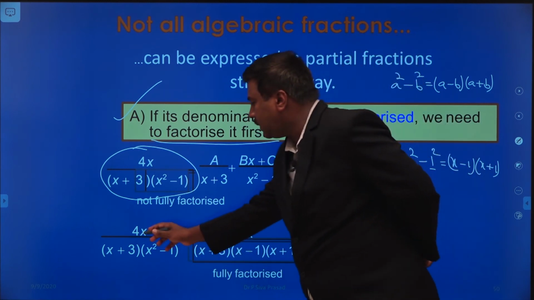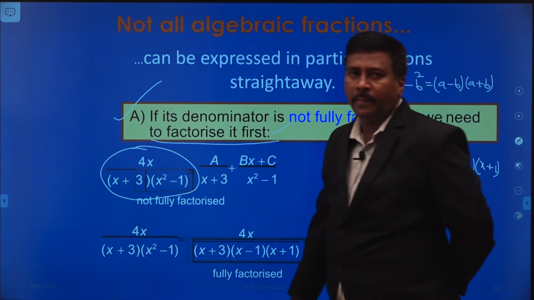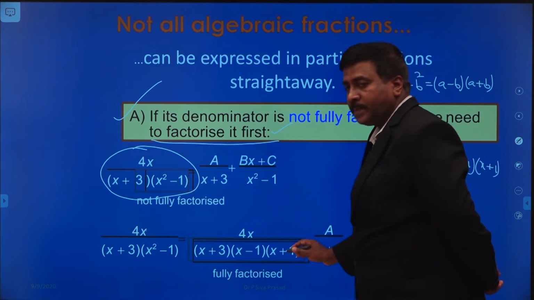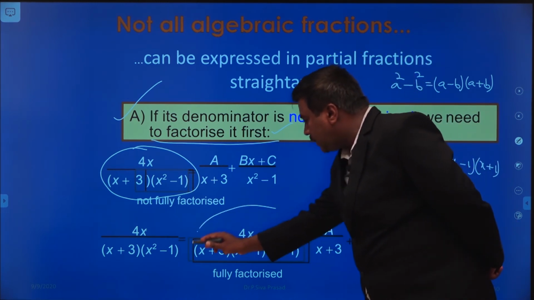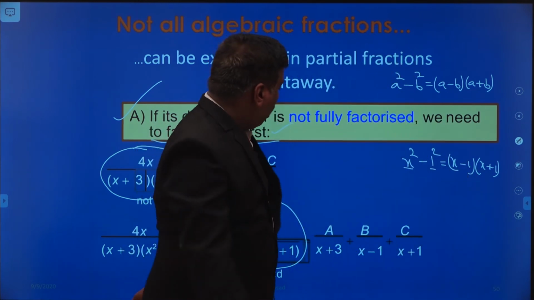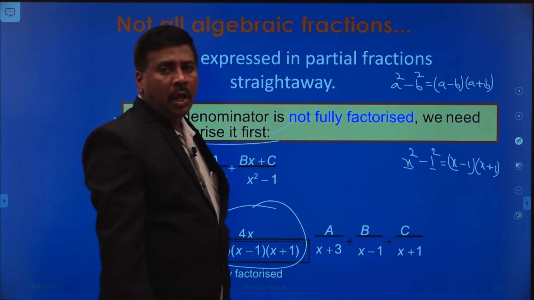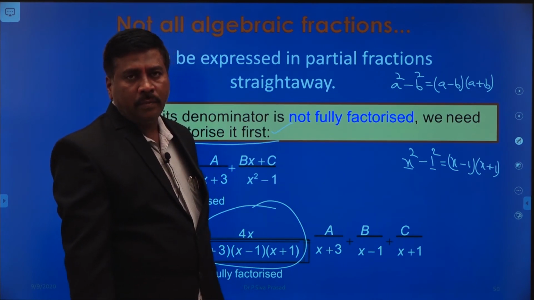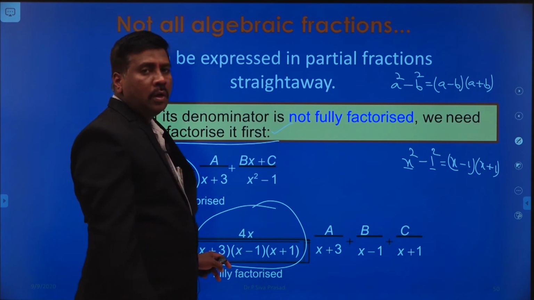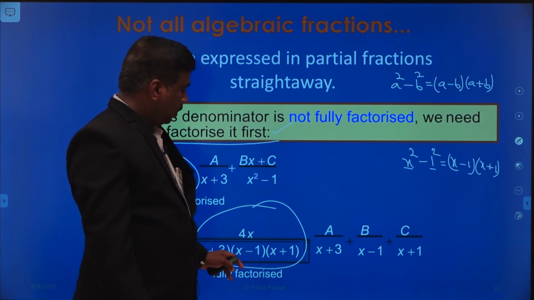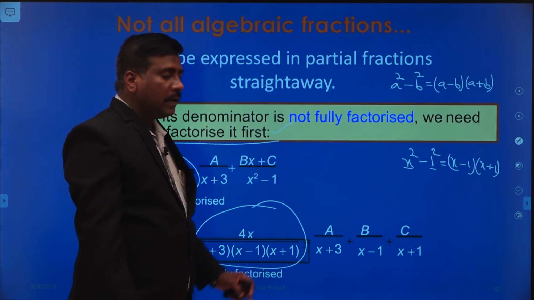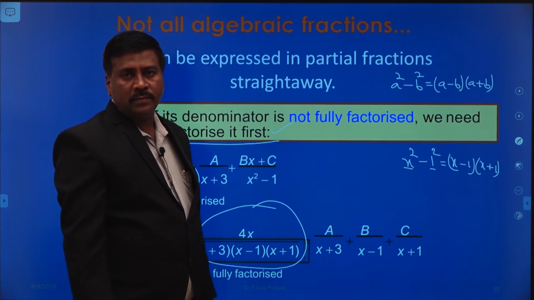Likewise, this is 4x by (x plus 3) into (x square minus 1), which is now (x minus 1) into (x plus 1). Now this is the original problem. All three are non-repeated linear factors, because if you equate x plus 3 equal to 0, then x equals minus 3, x minus 1 equal to 0 gives x equal to 1, and x plus 1 equal to 0 gives x equal to minus 1.